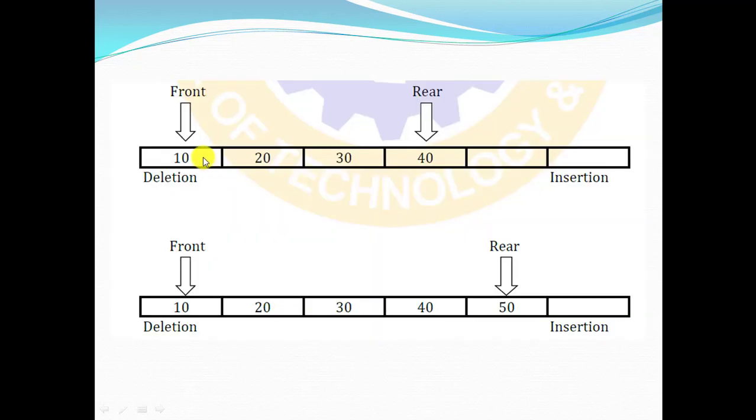We will take an example. Here it is a queue. It is consisting of 4 elements. The maximum size of the queue is 6 and front pointer points to 10 and rear pointer points to 40. Whenever we want to insert an element, here the position of the rear is 4th. It is not the maximum, so we can insert the element. So first we have to increase the value of the rear to rear plus 1, that is 4 plus 1 is equal to 5. Then we can insert the element 50 in the queue.